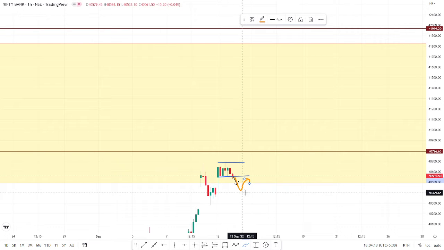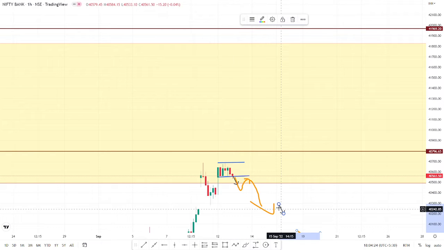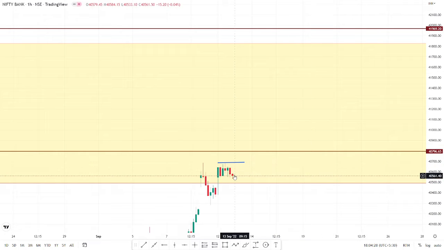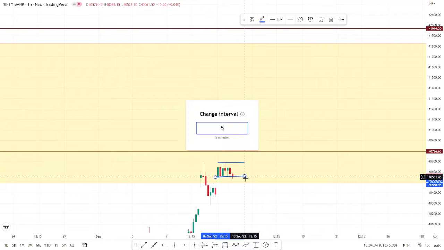The sellers will let the buyers take control for some time here. And when the market reaches here again, this is kind of a retest. The sellers will probably take control again. Now, these are the two things Bank Nifty can be playing out right here. All right, so this is for Bank Nifty on the hourly time frame. I'm going to be going on to the intraday traders for the 5 minute time frame right here.